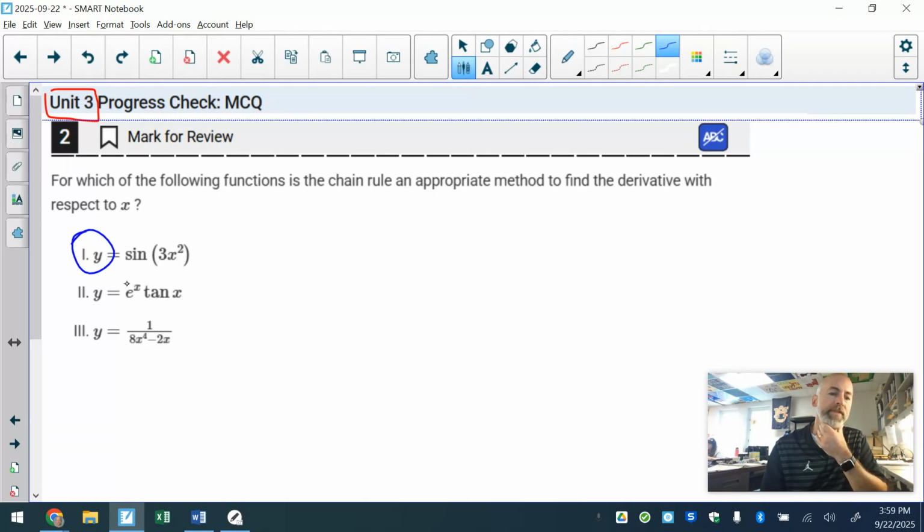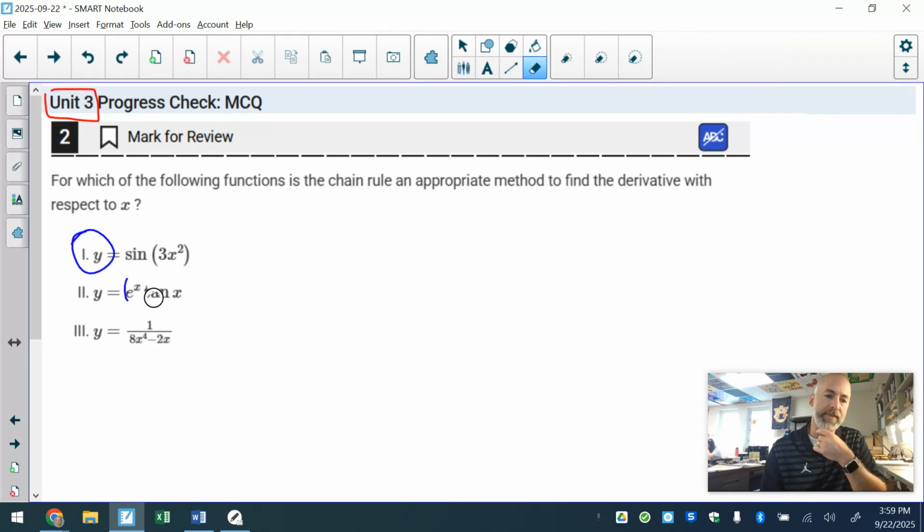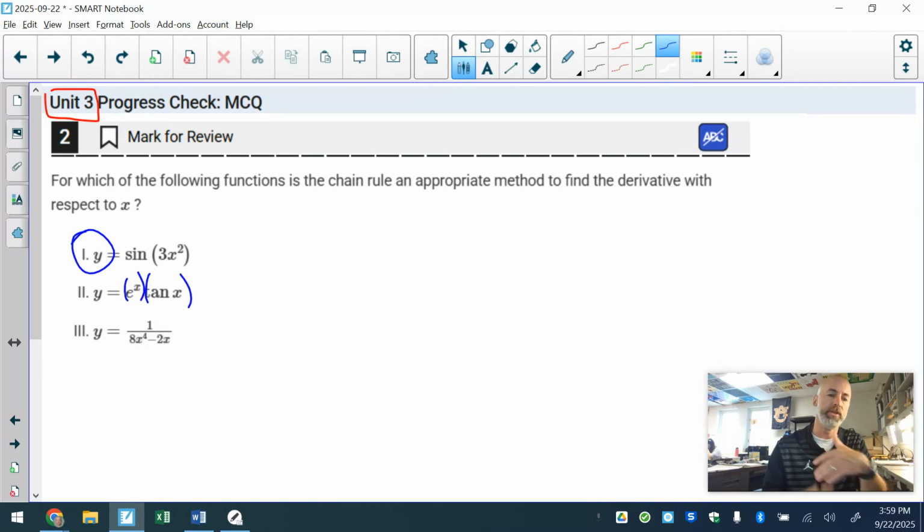Number 2, this one is more of a product rule. It's e to the x times tangent x, and that's a product, and neither one of those requires knowledge of the chain rule in order to differentiate it. You can just use your memorized derivatives for e to the x and tangent x to execute the product rule, so we will not use chain rule on number 2.